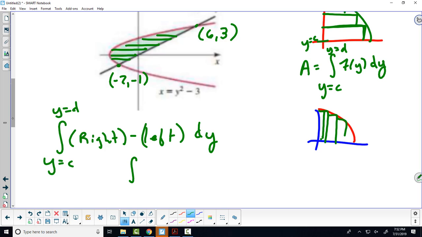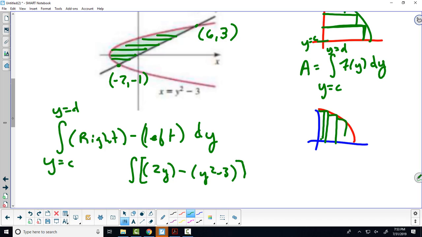So who's my rightmost curve? Now it's x as a function of y, so I give the expression in terms of y. The rightmost was black, which was 2y, minus the leftmost, which is red, which is y squared minus 3.